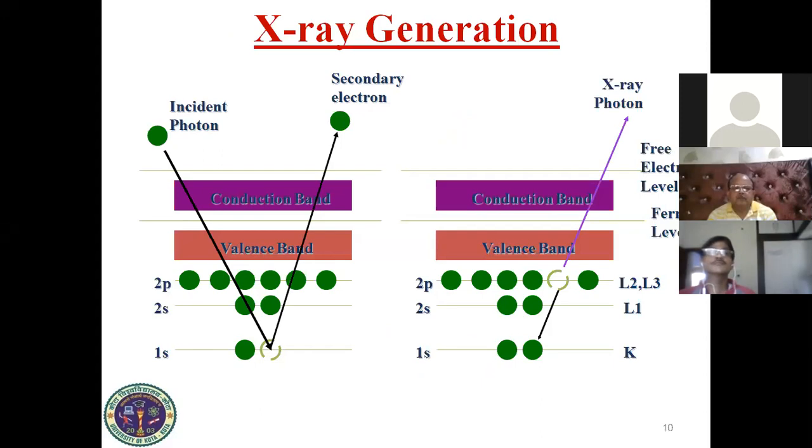If an incident photon strikes the 1s electron, as you can see in the first figure, that electron will be available as a photoelectron, and it is available outside the atomic boundary. Then from 2p, because the 2p to 1s transition is allowed by the selection rule, one electron comes to fill the 1s level to obtain its minimum energy condition. Then there is a hole available at the 2p side. By this difference of energy between 2p and 1s, one X-ray photon is also generated with this process.